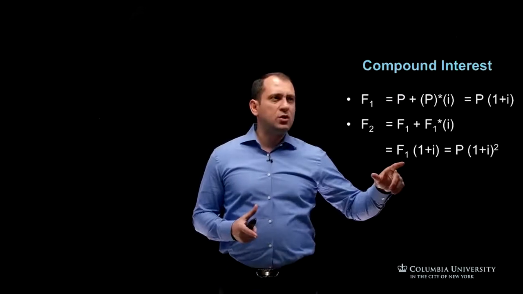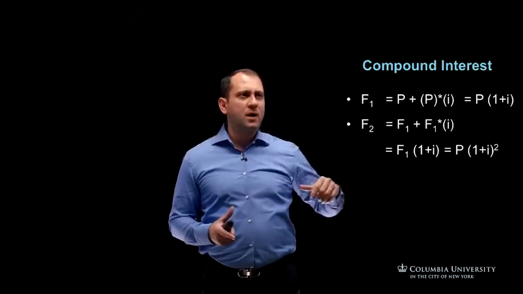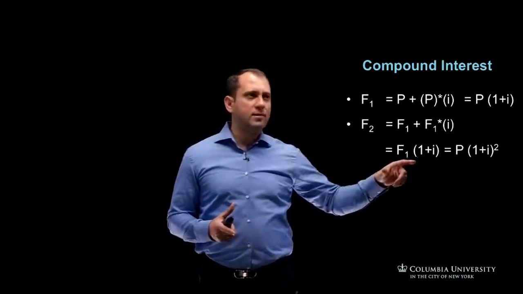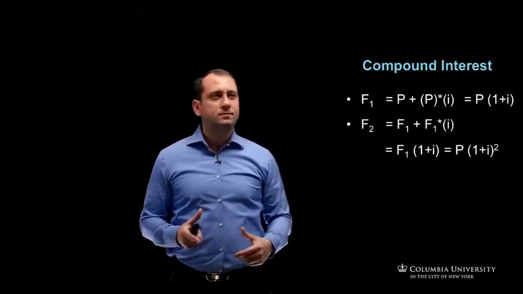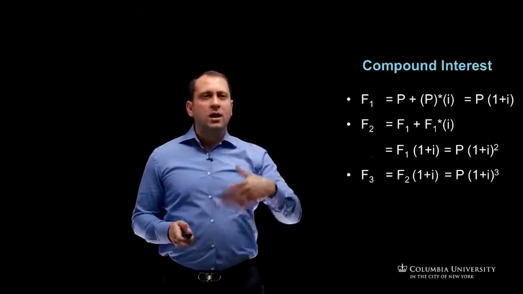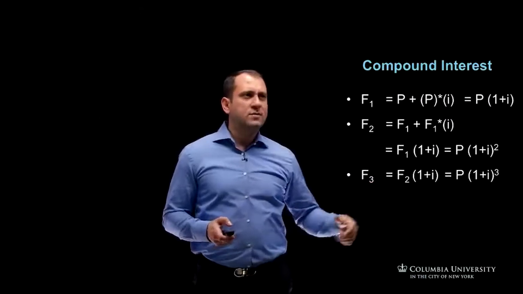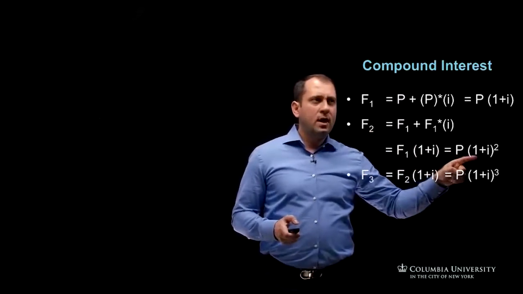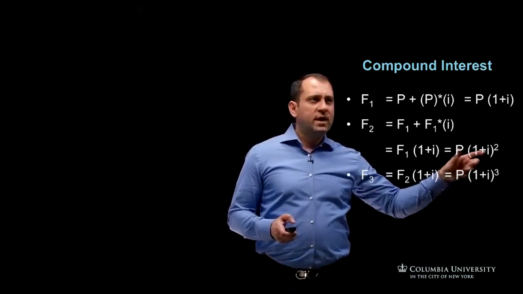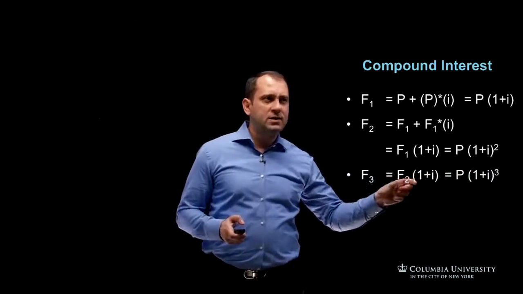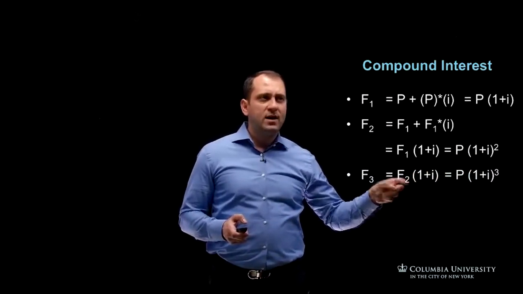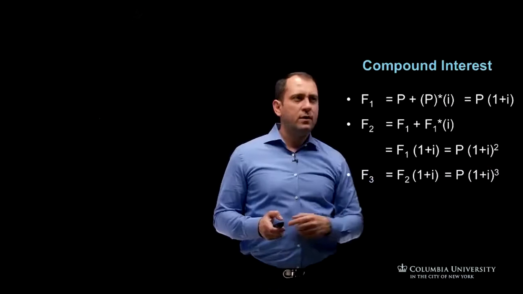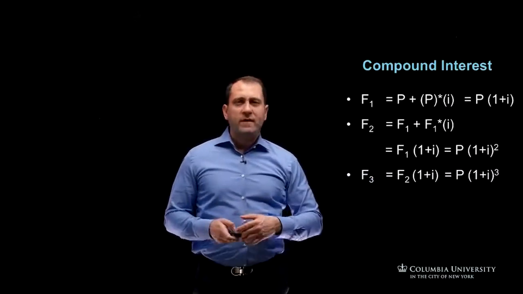And if we want to substitute F1 with the equation from the first bullet, we have P times (1 + i) to the power of 2, because you have (1 + i) times (1 + i). Also F3 the same. You have F2 times (1 + i), and F2 equals P times (1 + i) to the power of 2. If we substitute that here instead of F2, we have (1 + i) three times. So we have P times (1 + i) to the power of 3.